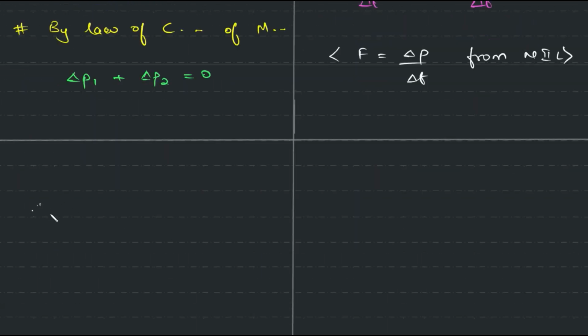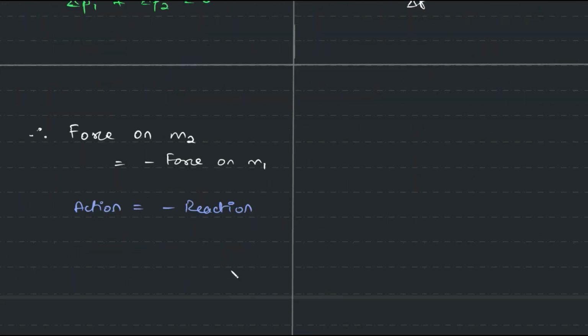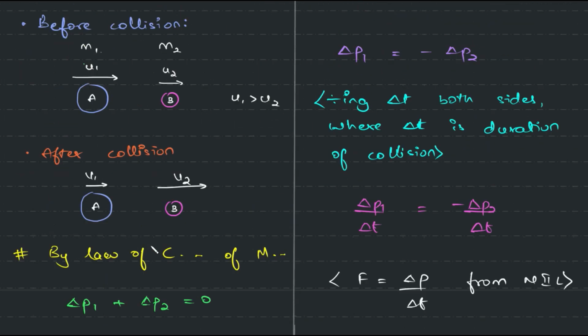And therefore, force on M2 should be equal to force on M1. Sorry, not of. Force on M2 is equal to force on M1. That is, action should be equal to reaction. Okay, it's actually action of first object actually. The second object is reacting. Okay. Action should be equal to reaction. So he's hitting him and as a reaction, he's hitting back.